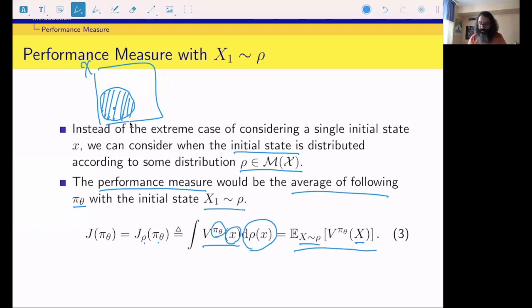Or if we want to make it simpler, I may sometimes write J of pi theta. Or in other cases, to avoid extra notation, I may just write J of theta or J of rho of theta. So we identify theta and pi theta. This would be the performance measure that we are going to talk about for the rest of this lecture. Any question?